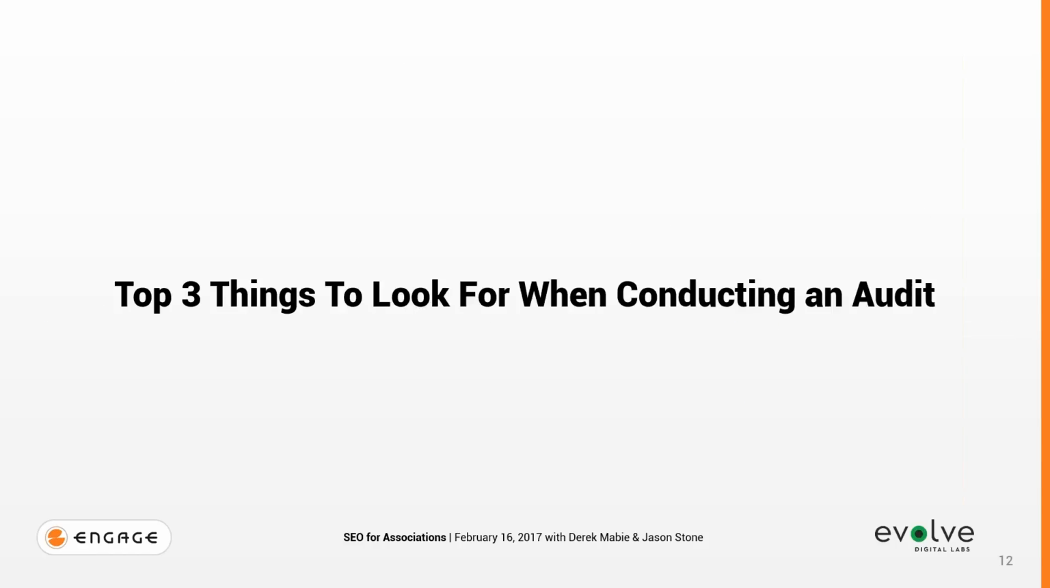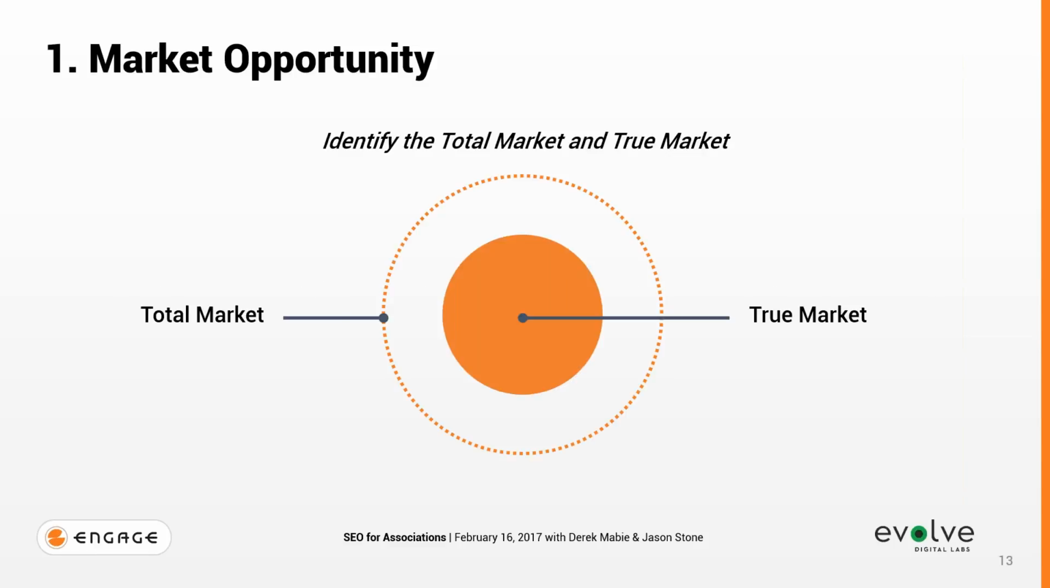So the top 3 things we're actually looking for when we conduct an audit, the first is market opportunity. And at Evolve, we define the market as searches happening every month related to your products and services. Now, we separate the market into 2 distinct areas. First, those queries that relate to your product and service, they're a part of the total market. But those queries that relate to your product or service and that unique selling proposition that you offer, whether it's the best, the cheapest, the most trusted, whatever those modifiers to the queries are that really align with what you do uniquely as an organization, those are what we consider your true market.